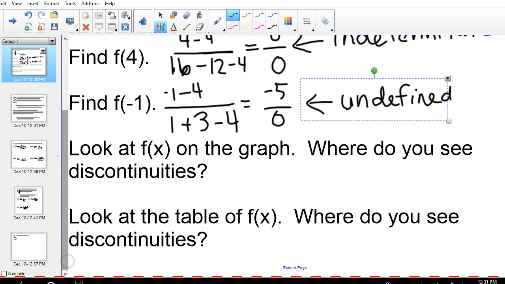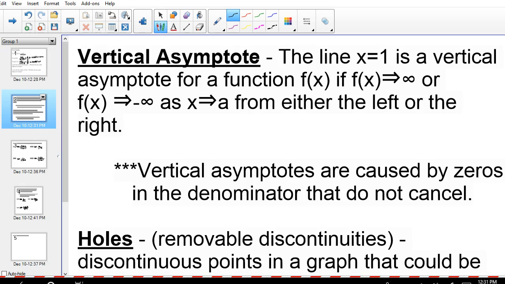So it says to look at the graph. We did that. We could also look at the table. I'm not going to, Desmos is hard to do a table on, so I'm not going to do that right now. But the table would show us that at 4 it would be undefined, and at -1 it would be undefined. Or at 4, it'll probably say undefined if you did it in the table on the calculator.